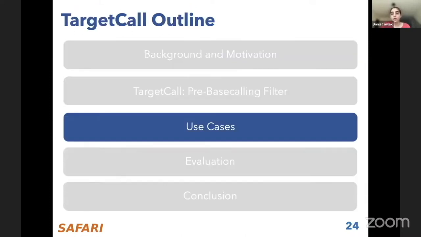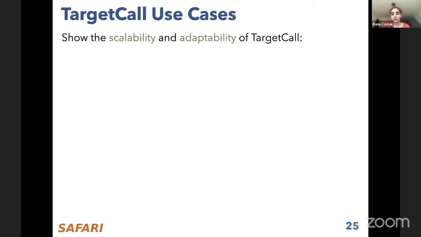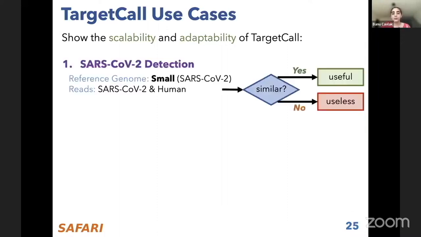And we evaluate TargetCall using 3 different use cases. We choose them in a way that shows how scalable and adaptable TargetCall is. Our first use case is SARS-CoV-2 detection, where we have a small COVID reference genome, and our sample of reads contains both COVID reads and human reads. Our goal is to identify COVID reads among this sample, so we want to eliminate the human ones.